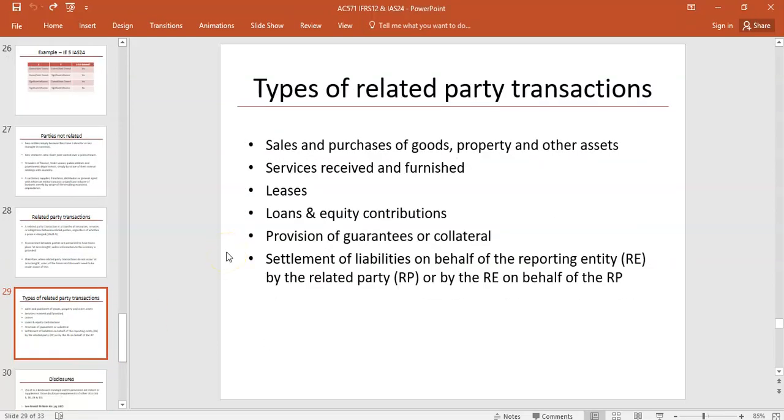So what types of transactions must be disclosed? Sale or purchase of goods or assets, provision or receipt of services, any leases you have. So you might be leasing a warehouse from your son. You might be leasing a warehouse from a related company. Provision of loan guarantees or provision of loans, or settlement of liabilities. So if you settle a liability on behalf of a related party, you might pay off a loan for them, etc. That has to be disclosed. Or you might write off a loan. All of that must be disclosed.